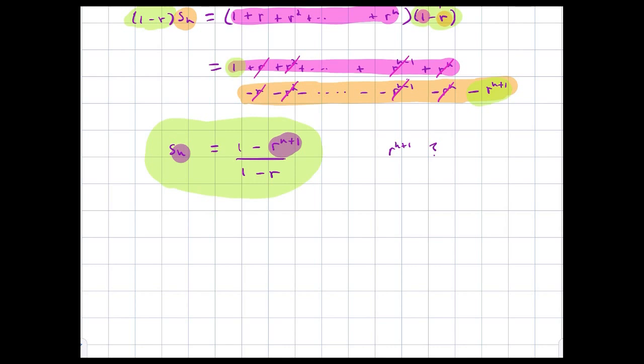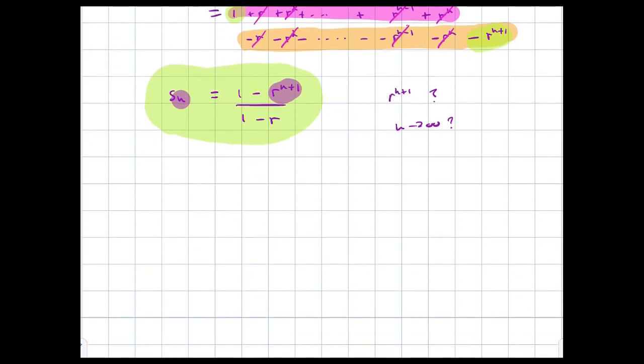What does this do as n goes to infinity? As n goes to infinity. What is this? Well, that depends on r, right? If r is bigger than 1, right?